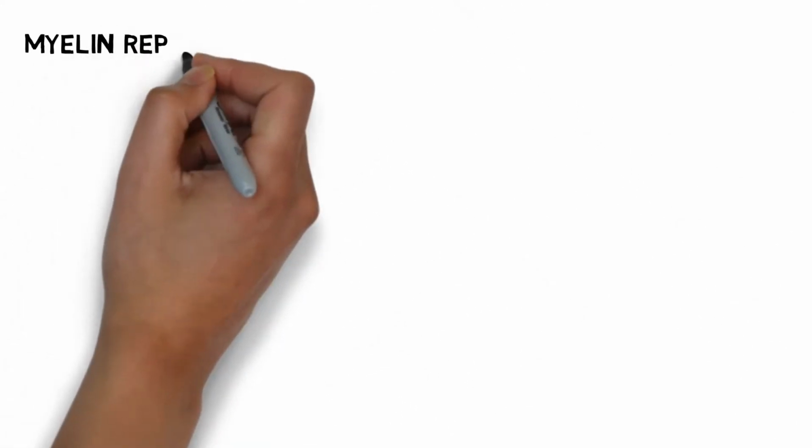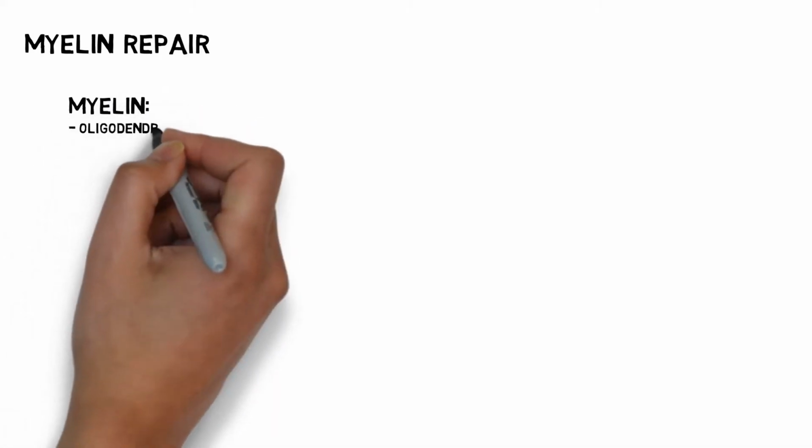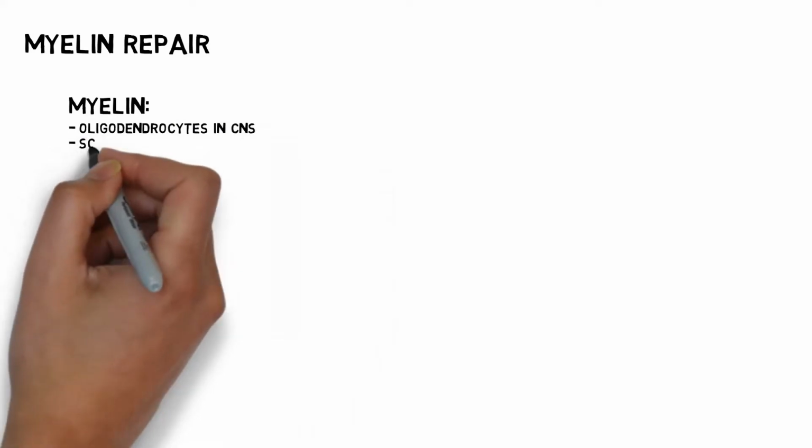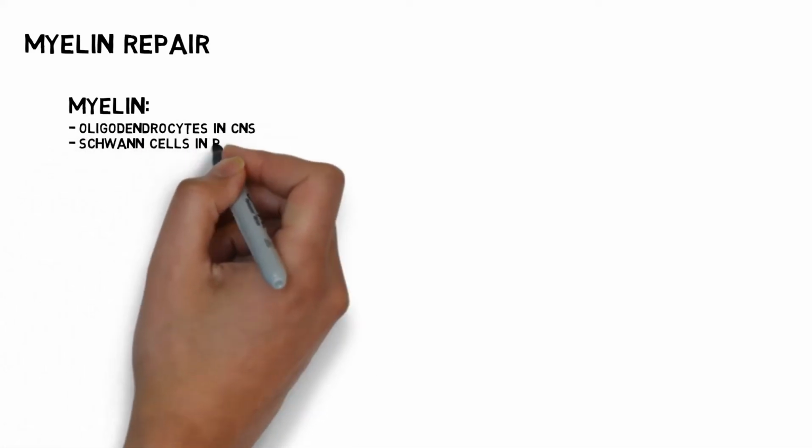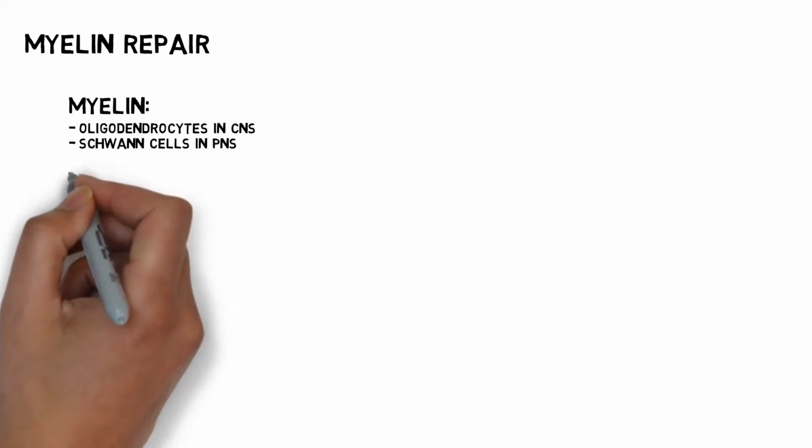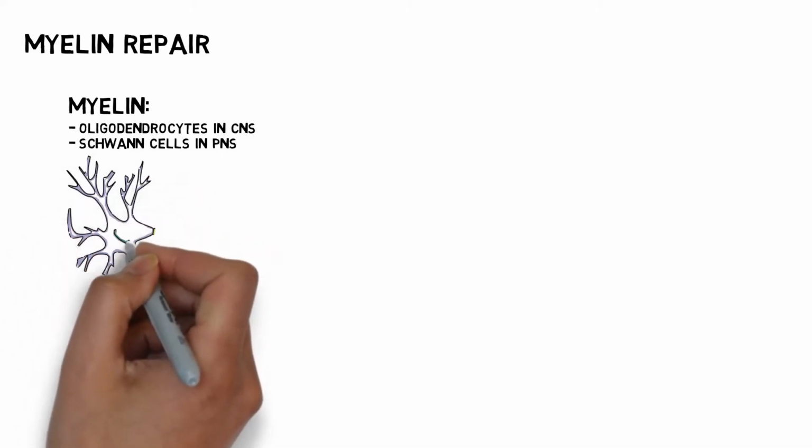This is the video on myelin repair. Myelin is produced by the oligodendrocytes of the CNS and Schwann cells in the PNS. These cells wrap around the axon of a neuron and insulate it much like an insulated wire. This helps with speed of transduction and prevents crosstalk between axons.